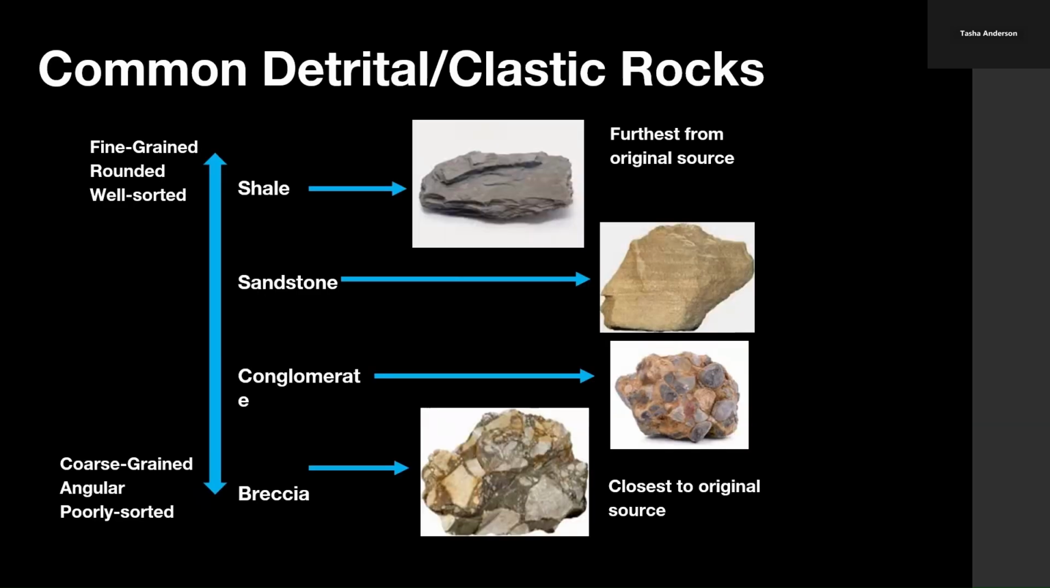Finally, through these processes, we form detrital or clastic sedimentary rocks. Some examples include shale, which is fine-grained and found furthest from its source, sandstone, which is typically well-sorted and rounded, conglomerate, which is coarse and rounded, and breccia, which is coarse and angular and found closest to its original source. The size, shape, and sorting of their grains reflect how far the sediments traveled from their source and the energy of the environment they moved through.